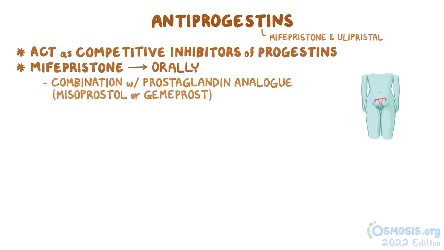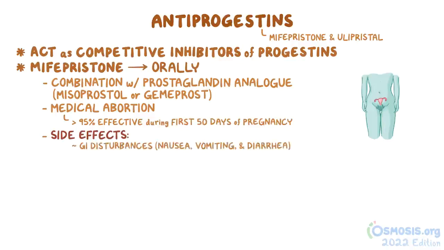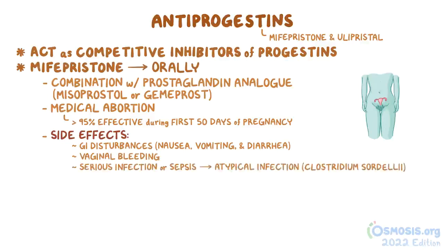This combination is used as a medical alternative, called medical abortion, to surgical termination of pregnancy, and it's more than 95% effective during the first 50 days of pregnancy. Side effects include gastrointestinal disturbances like nausea, vomiting, and diarrhea, vaginal bleeding due to the termination of the pregnancy, and rarely, serious infection, sepsis, and even death caused by an atypical infection such as Clostridium sordelii.